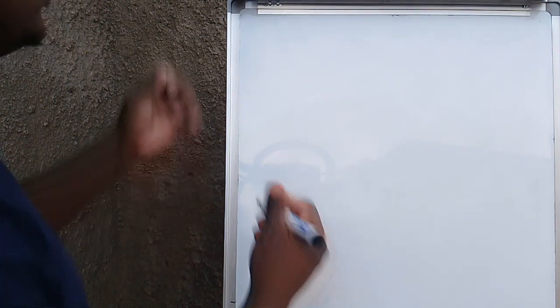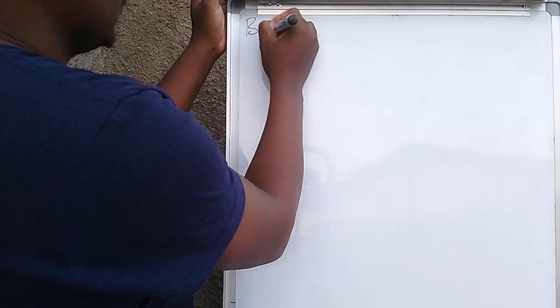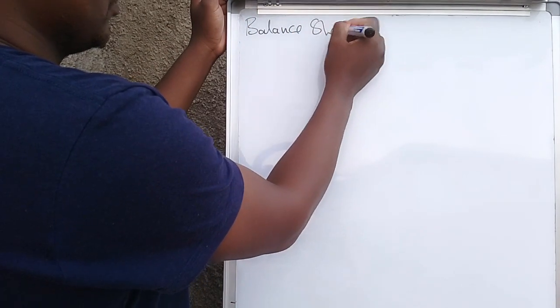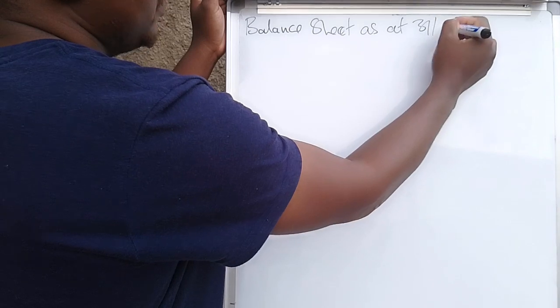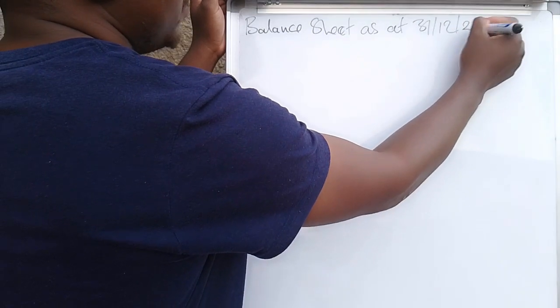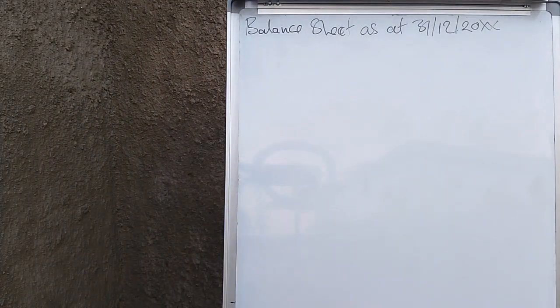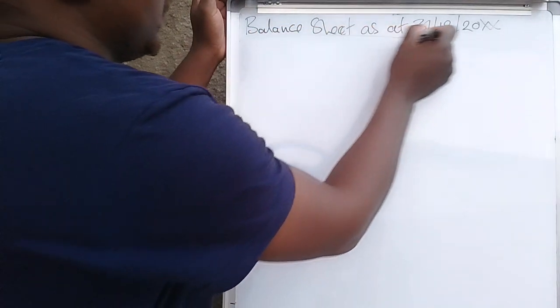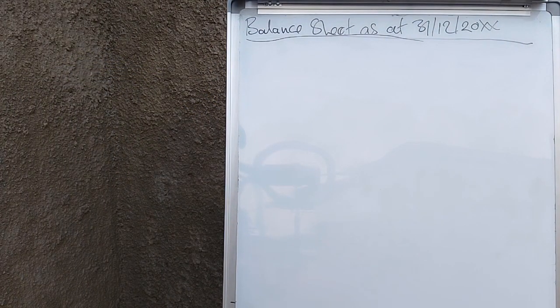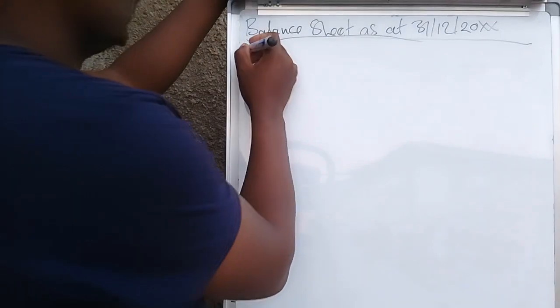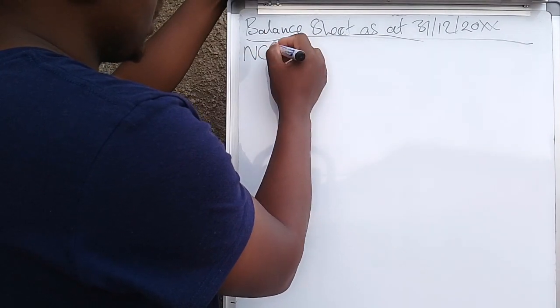So now we are doing our balance sheet as at 31 December 20XX. So this is the balance sheet. That's how we write a balance sheet. Now the first thing that comes in a balance sheet is the non-current assets. So we are going to write non-current assets.